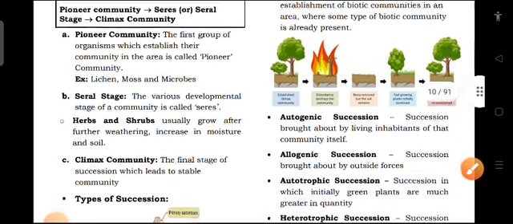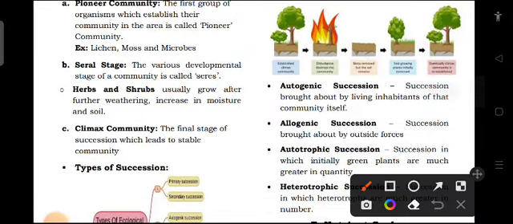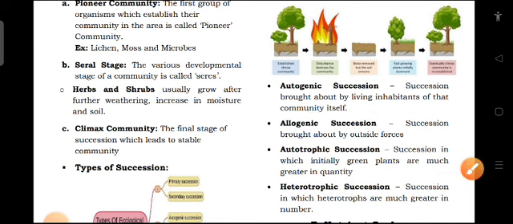So the next concept is about autogenic succession. Autogenic means succession brought about by living inhabitants of that community itself. The living things in that community, they themselves bring out the succession. It's autogenic. Allogenic means it will happen because of some non-living or some outside factors. For example, succession brought out by outside forces is called allogenic.